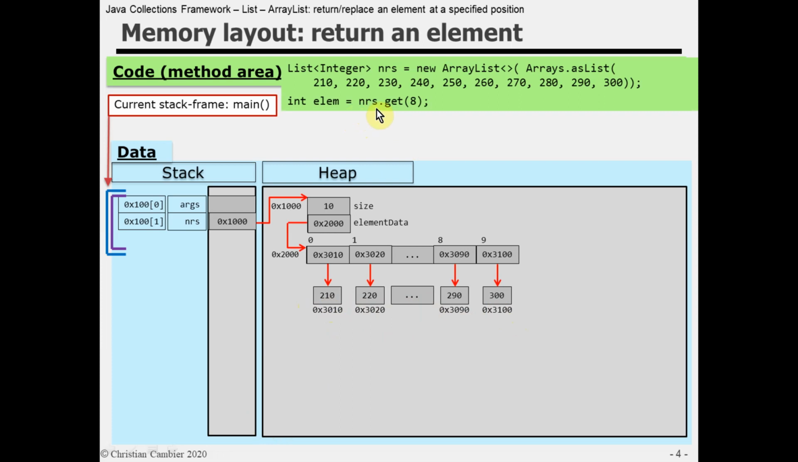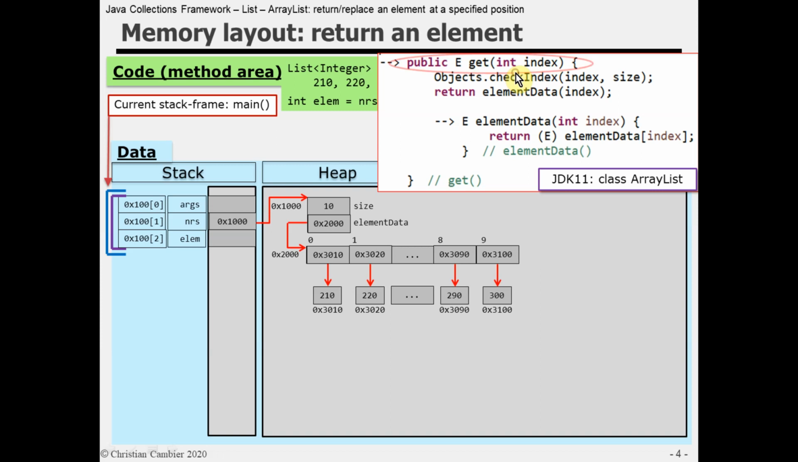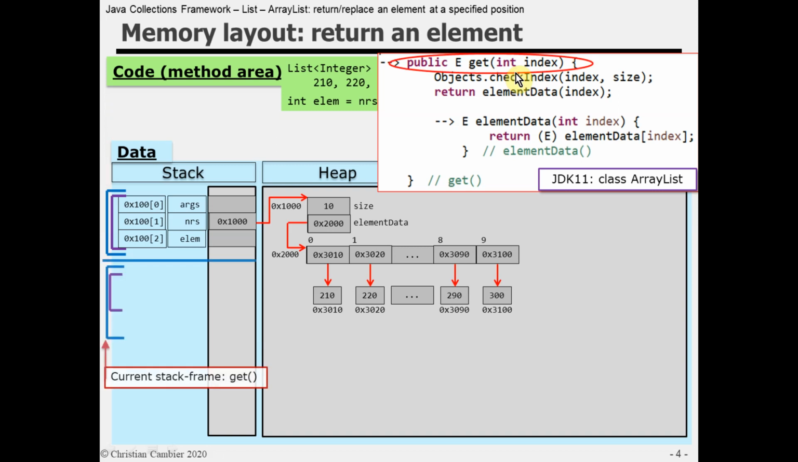Now let's obtain the element at position 8, the 9th element, using the get statement. First, local variable elm that will hold the result is allocated in the stack frame, and then executing the get, we arrive in the ArrayList class of the JDK. Let's set up the stack frame for this method. This is an instance method call. The first element in the local variables is the this pointer referring to my ArrayList object, and the second element in the local variables array is the index, so we want the element at position 8, and a space is reserved for the return value.